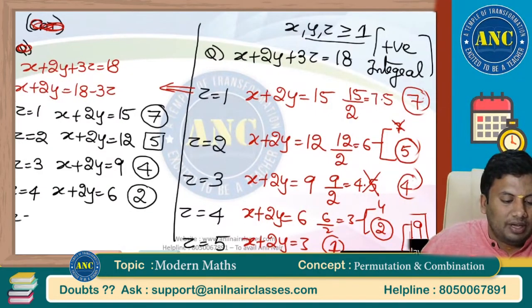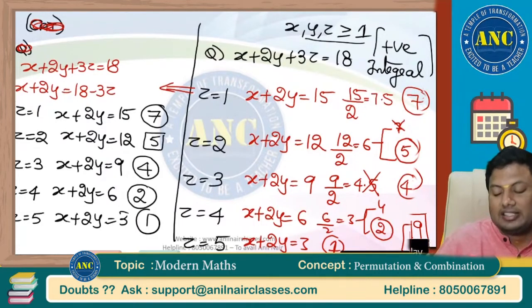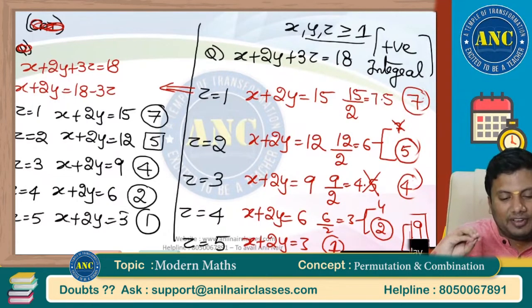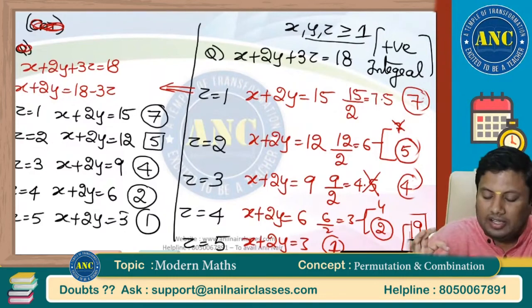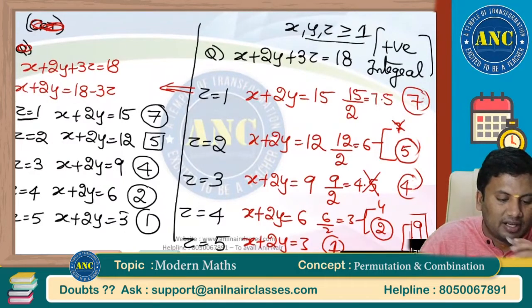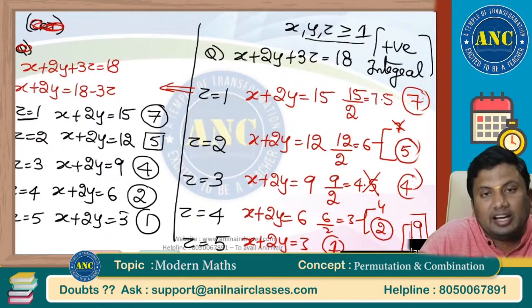Z value, if it is 5, x plus 2y equivalent to 3. So only 1. That is what we got: 7, 5, 4, 2, 1. Just by looking at the question itself, if you do a little bit of mathematics, you will get the answer. All the variables are starting from 1. So z value 1. If z is 1, x plus 2y is 15. That clearly shows that y cannot take more than 7.